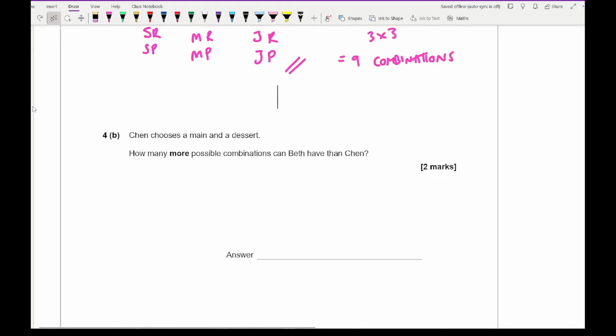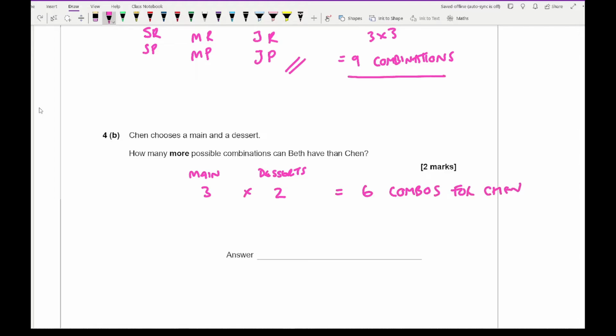Question 5, it says Chen chooses a main and a dessert. How many more possible combinations can Beth have than Chen? So here we're looking at main, and there are 3 options, and for desserts there are 2 options. So all in all, the total number of combinations is going to be 6 combos for Chen. Now if Beth has got 9 combinations, then the difference is going to be 9 minus 6. So the answer then is going to be 3.